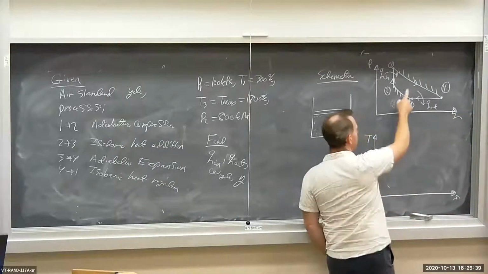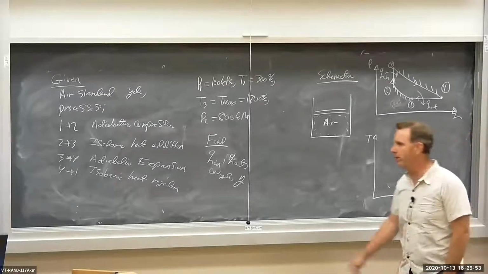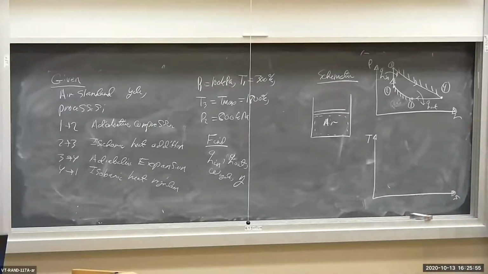The boundary work is the area bound by the PV curve. That's not so interesting. Let's draw the TS. Well, I'll tell you what, we'll do the TS diagram as we move along. The PV diagram tells us everything about the cycle as far as adiabatic, isobaric, isochoric, et cetera, okay?